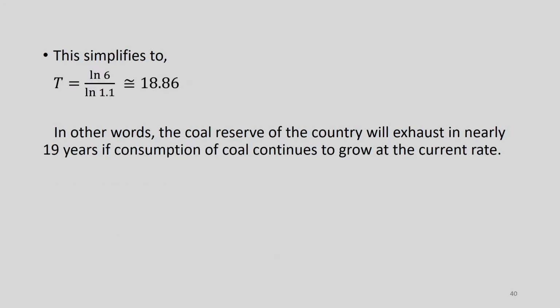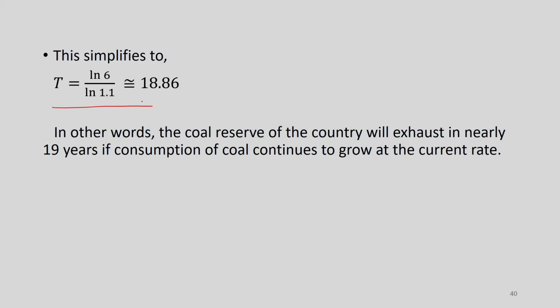And if we do so, actually this turns out to be very simple. Capital T is equal to log natural of 6 divided by log natural of 1.1, and if you have a calculator, it is easy to find out. It is approximately equal to 18.86. In other words, the coal reserve of the country will exhaust in nearly 19 years. It is very close to 19, 18.86.